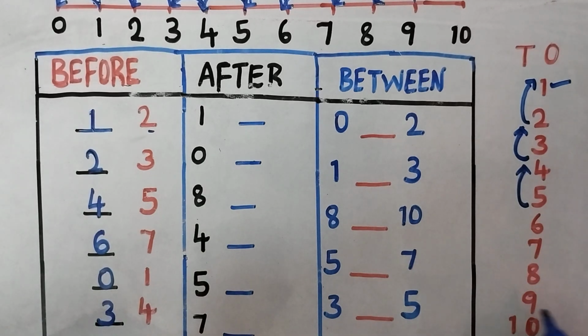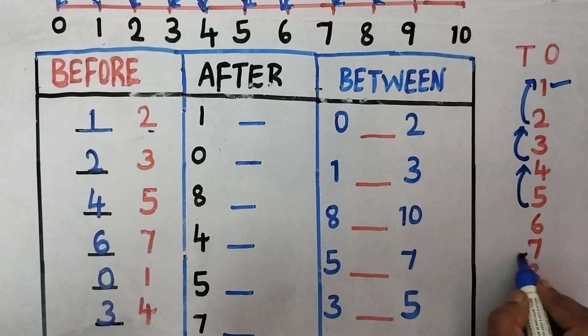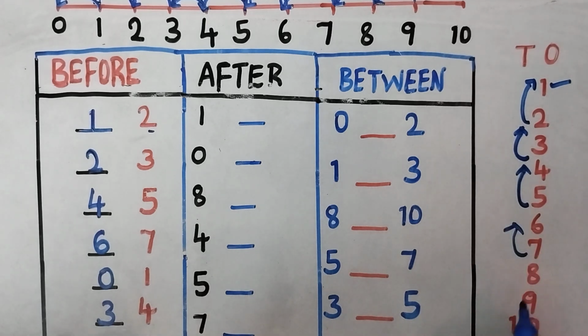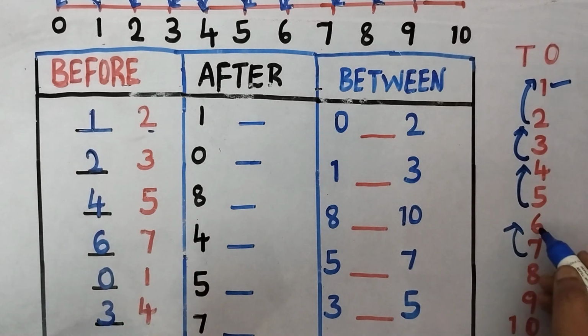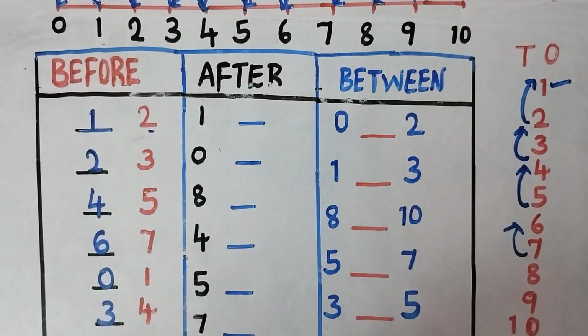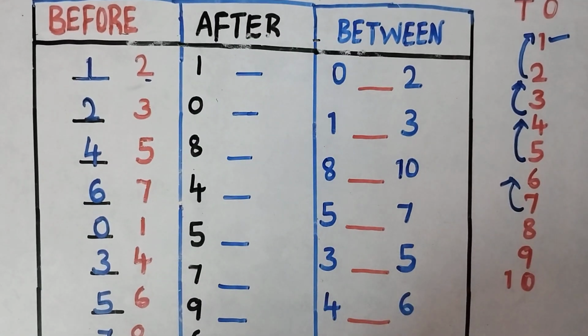Before 7 that is 6. Before 6 that is 5. Then before 9 that is 8.